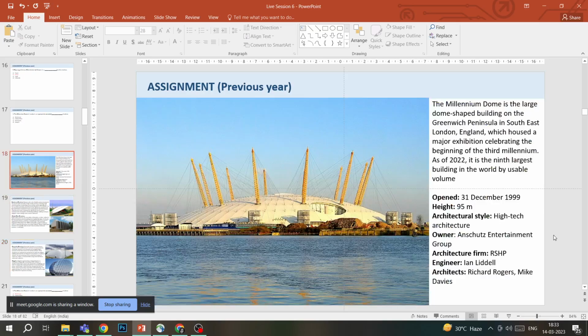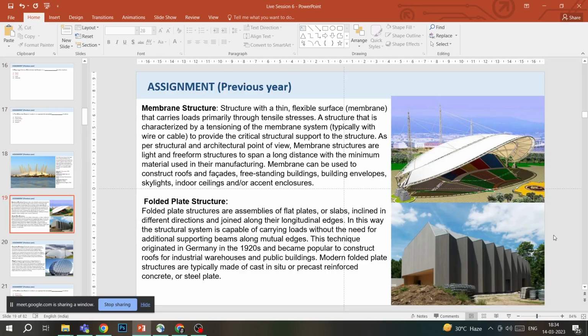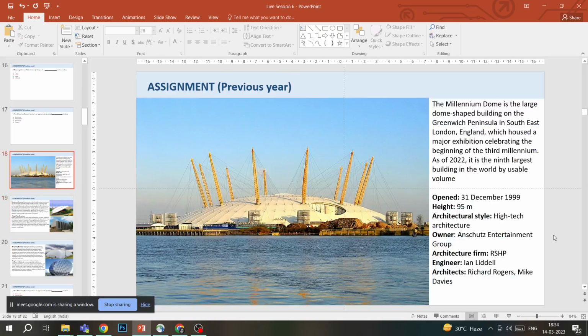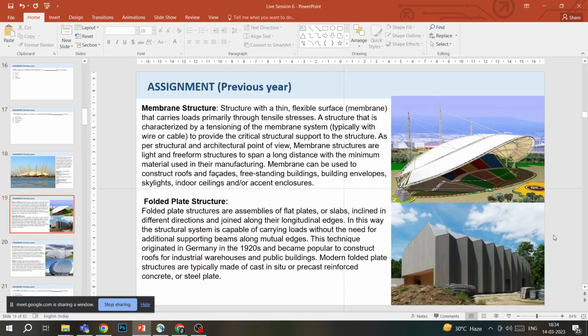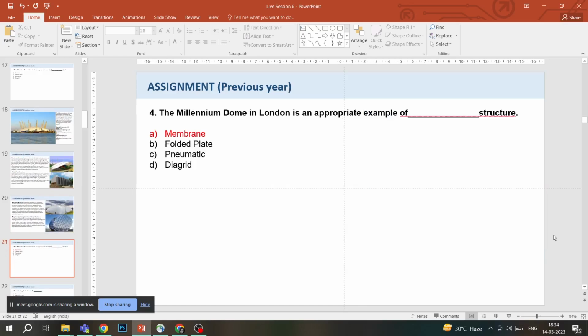And going back, when you look at this image carefully, you can see that it has masts, it has cables which are supporting a membrane. So it's definitely not a diagrid structure, it's definitely not a folded plate structure. Pneumatic structures also have a similar shape as membrane structures, because a pneumatic structure is a membrane structure itself. But you can see very clearly that this is a membrane structure specifically, not a pneumatic structure, because it is being supported by tensioned cables and masts. So our answer would be membrane.